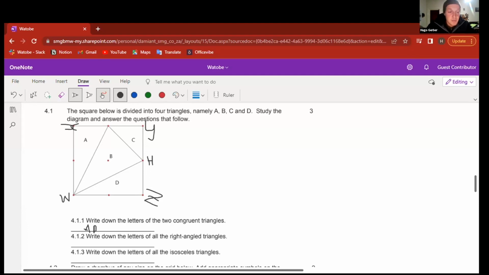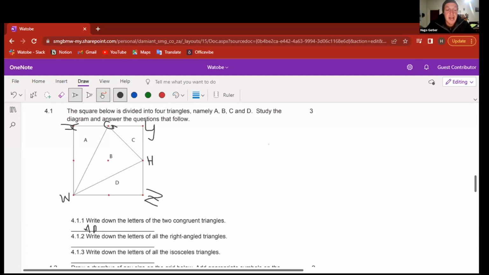But let's have a look. I'm going to add another letter in here. I'm going to call it G. That little red dot is going to be G. I don't know why I choose the most difficult letters, but anyway. So let's have a look at line WG and line WH. Don't they look the same? Yes or no? WG and WH. To me, yes.